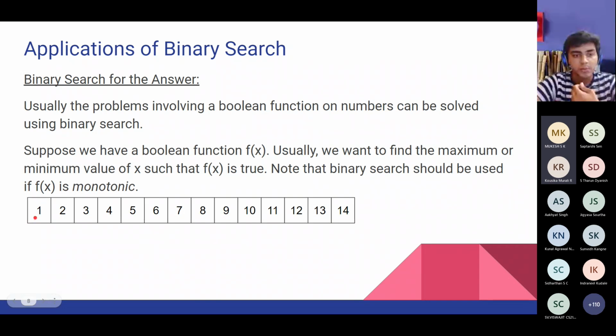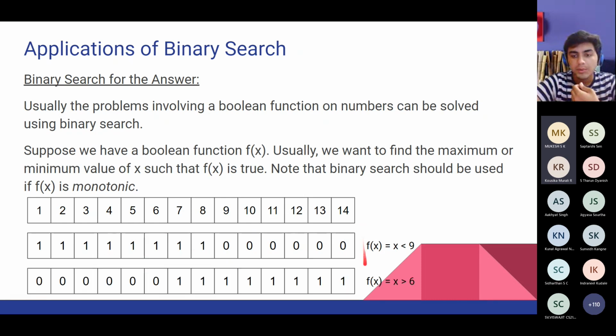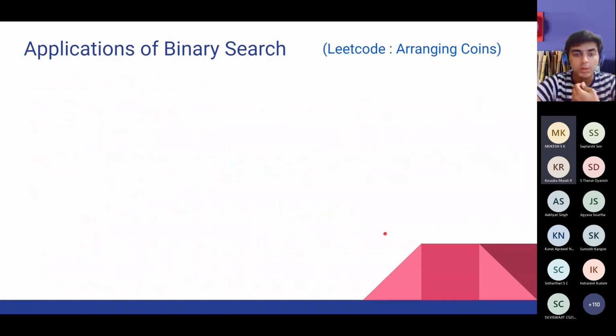What it means is that suppose we have some numbers from 1 to 14. I can have a Boolean function f of x such that x is less than 9. So it is true for all numbers from 1 to 8, both inclusive, and false for all numbers from 9 to 14, both inclusive as well. So this is an example of a Boolean function. Another example is f of x is x greater than 6. In this case, it is false for all numbers from 1 to 6 and true for all numbers greater than 6. These two are examples of the functions we are talking about.